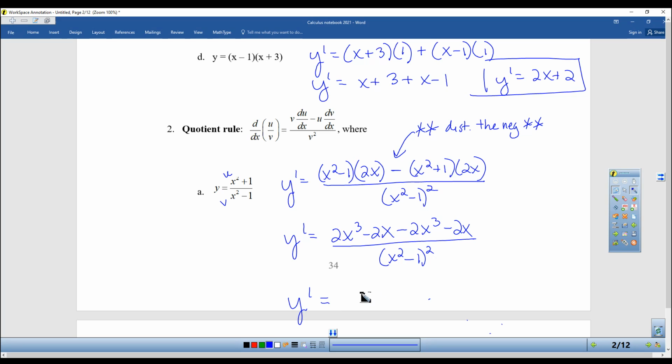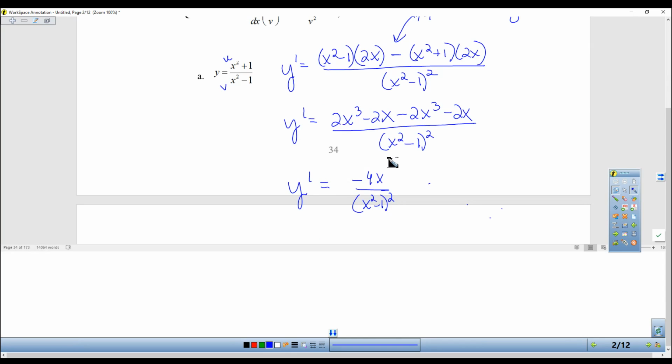And then your final answer would be, the 2x cubes cancel. So minus 4x over, and there's no reason to multiply that out. That's considered a perfectly acceptable way of writing it.